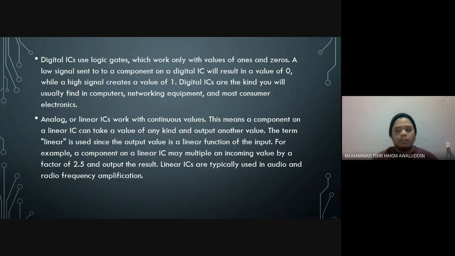This means the component on a linear IC can take a value of any kind and output another value. The term linear is used since the output value is a linear function of the input. For example, a component of a linear IC may multiply an incoming value by a factor of 2.5 and output the result. Linear IC are typically used in audio and radio frequency amplification.